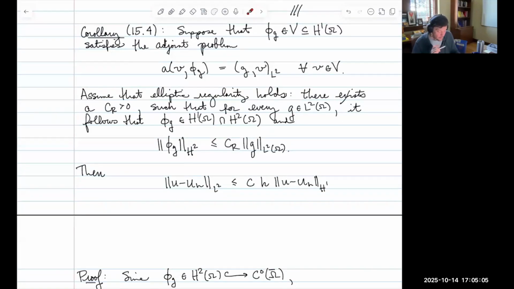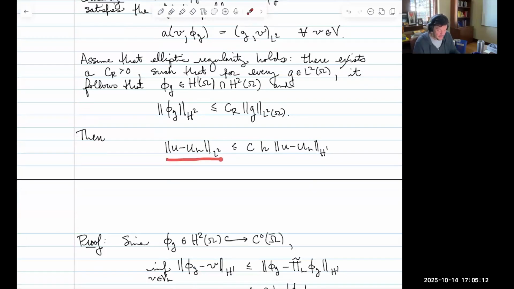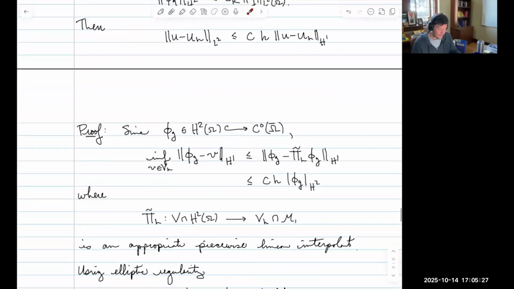Okay, so we're going to assume that elliptic regularity holds. If that holds, then the L2 norm of the error is less than C times H times the H1 norm of the error. And all I'm going to do is use the Aubin-Nitsche Lemma that we had before. Okay, so let's get into it.